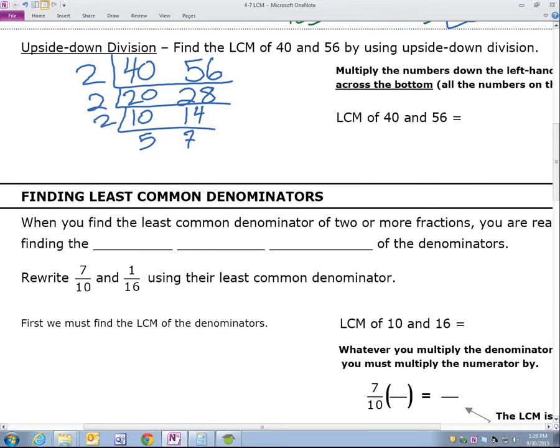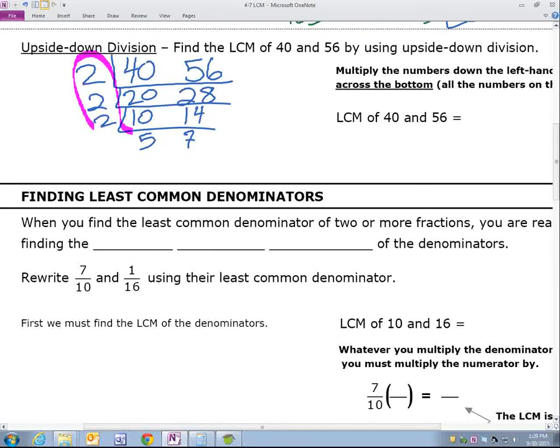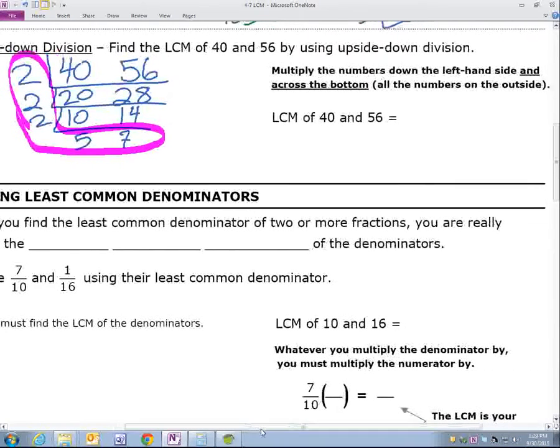All right, I got primes. Now here's the difference of GCF and LCM. GCF, we only took the left side. For LCM, we're going to multiply everything on the top and everything on the left together. So we're going to have 2 times 2 times 2 times 5 times 7. Four times 7 is 28, so it's 280.